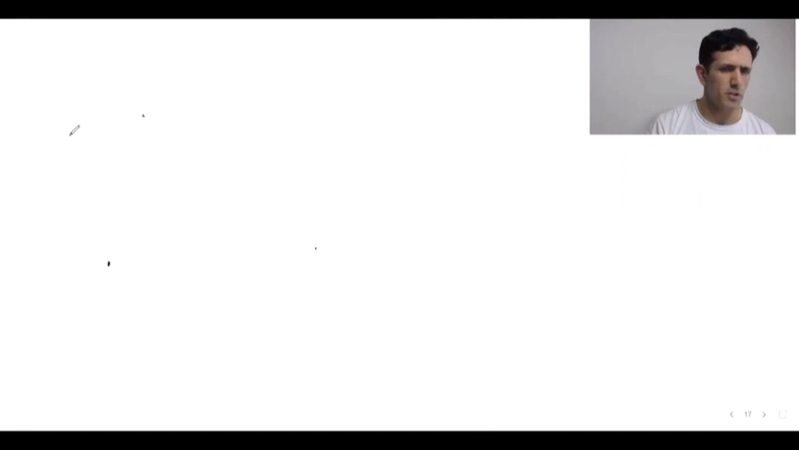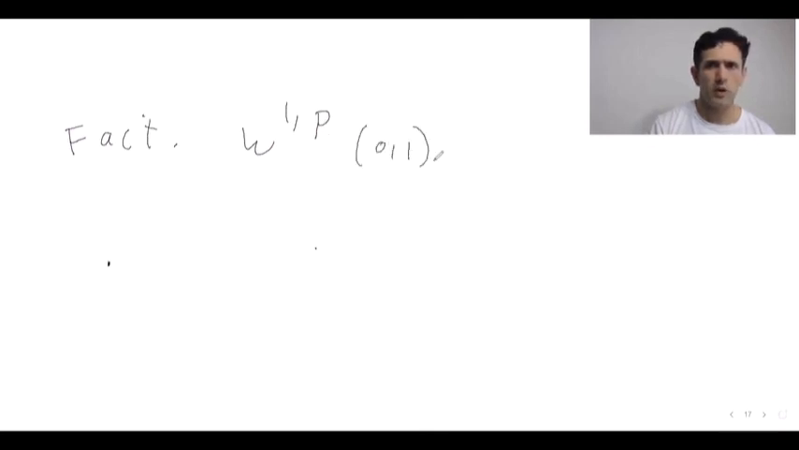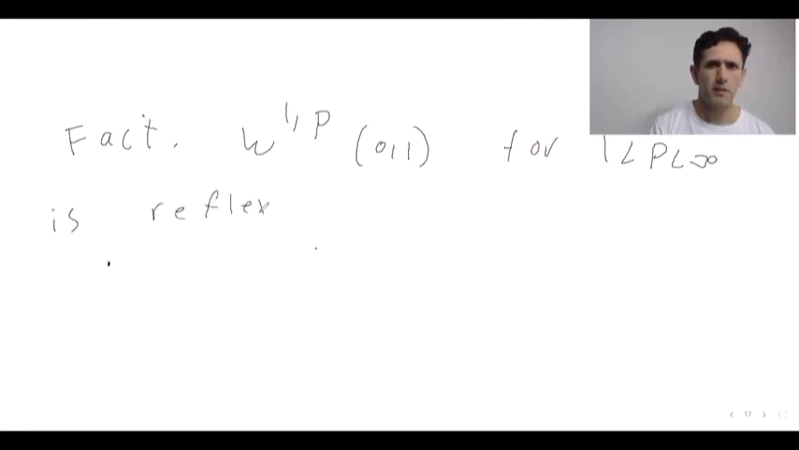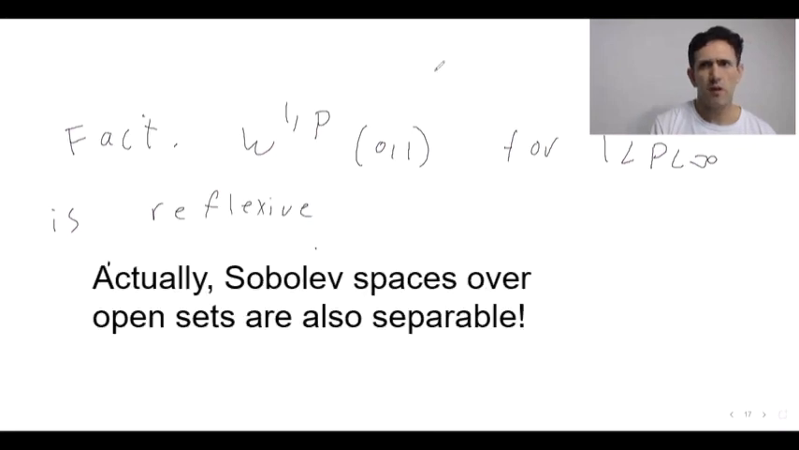Okay, so it's a fact that W^{1,p}, the Sobolev space on 0 to 1, for p between 1 and infinity, is reflexive. Now, we really haven't talked about this, but this is true. This is really what you care about. You usually use different techniques for ODEs.